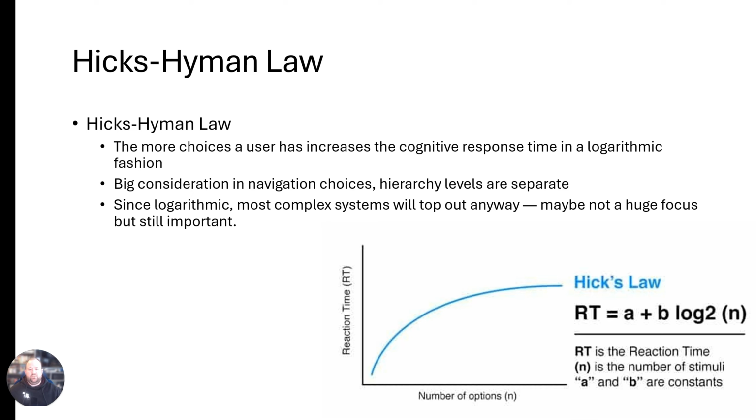So this is a big consideration as we're designing navigation or hierarchy levels. This is also why it's critical to pay attention to your information architecture, so you're putting topics or concepts in the right order or hierarchy. This will help decrease the impact of the Hick-Hyman law. What's important to note, though, is since it is logarithmic, most complicated systems are going to top out at the top of the curve. So it's not a huge focus, but it's still important to be aware of.